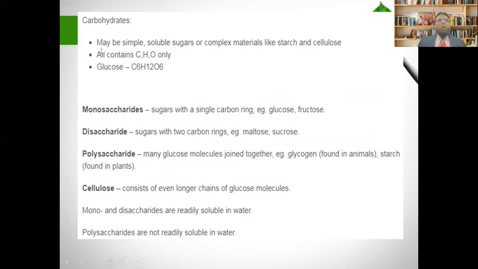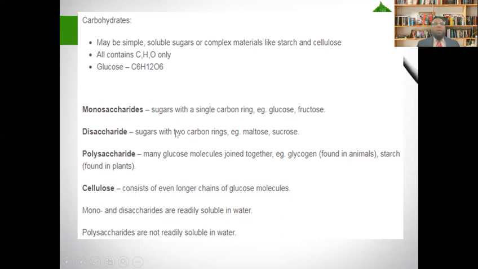Carbohydrates may be simple, soluble sugars or complex materials like starch and cellulose. All contain carbon, hydrogen, and oxygen. It means that carbohydrate is the name for a group of three elements: carbon, hydrogen, oxygen. For example, the formula of simple glucose is C6H12O6. This glucose is also called a simple sugar.